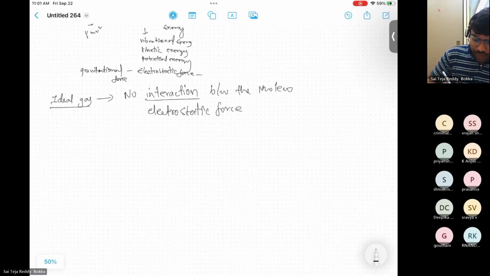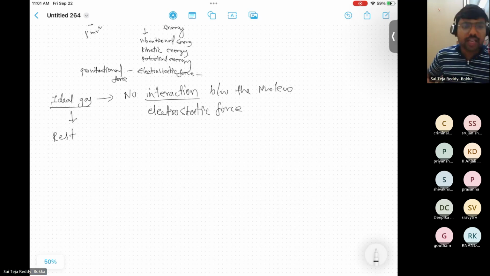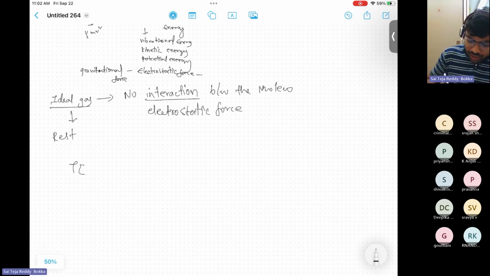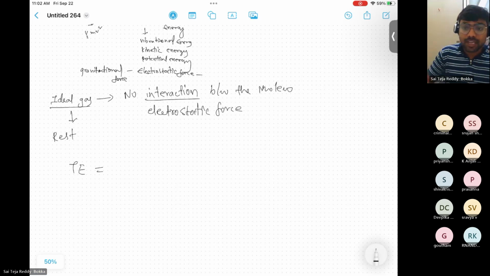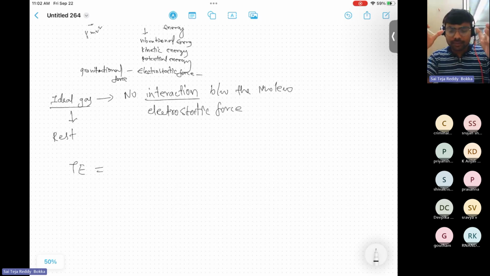So see, if I'm considering an ideal gas at a rest position, do we have any kinetic energy? We are talking about the external body. If I place the external system in a rest position, do we have any kinetic energy?